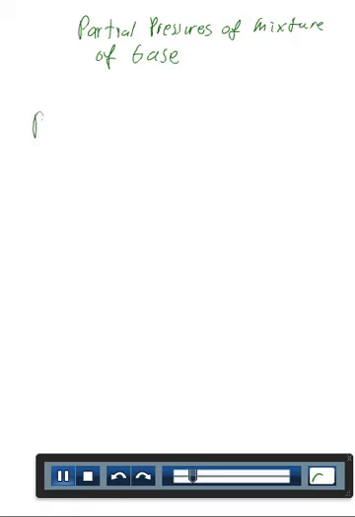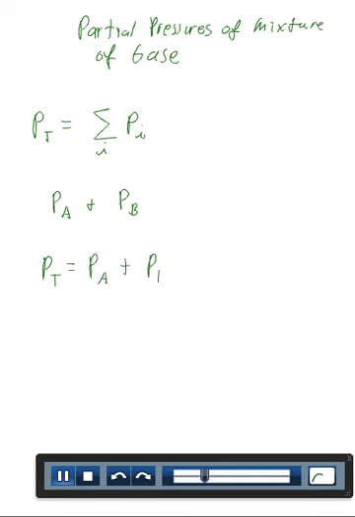So we can say the pressure total of a gas mixture is equal to the sum of the pressures of the individual gases. So say we have gas A and gas B, and their partial pressures are P sub A and P sub B, then the total pressure would just be the pressure of gas A plus the pressure of gas B in the container.